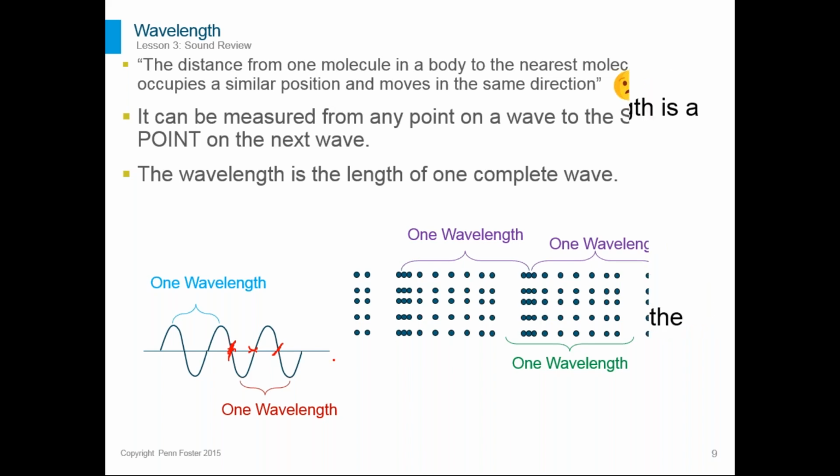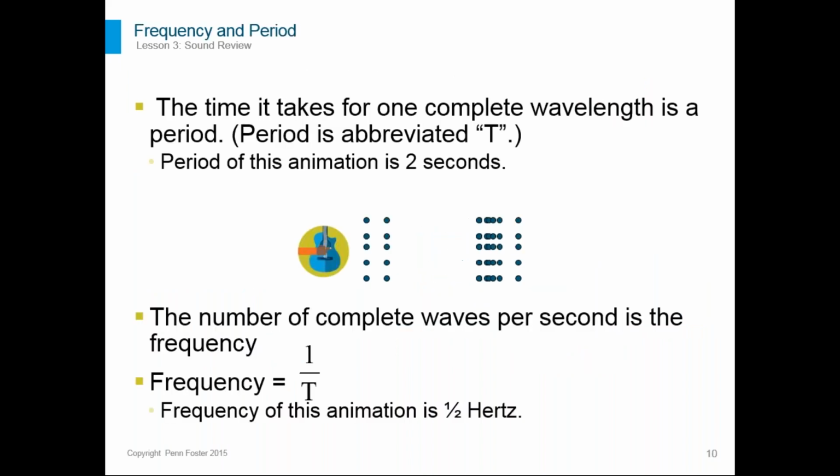Okay, another important thing that we can measure about waves is frequency and period, and they're very related. The time that it takes for one complete wavelength is the period of the wave. It's abbreviated with a T, which is a little weird, so think of it as time when you see that T. It's the time that it takes for one wave. So this animation that's showing compression, we could time it and say the period is 2 seconds. We go 1 Mississippi, 2 Mississippi, and we're back. So that was the period, a complete wave from beginning to end.